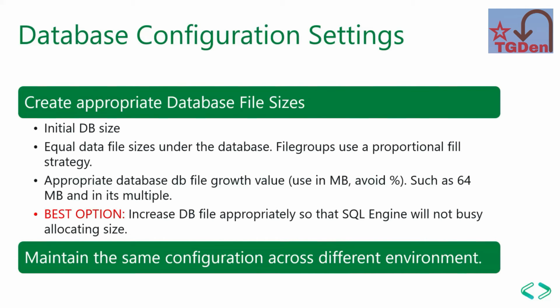Now the next point is very important, the second bullet point which you see: equal data file sizes under the databases. For a database, let's say you plan to create 8 database files, maybe considering your CPU size, or maybe you feel 8 might be a good number based on your tests. Then try to create all the database files with the same size, because file groups use a proportional fill strategy. So all 8 files, if they are part of a single file group, use a proportional fill strategy, and the concept is not like TempDB.